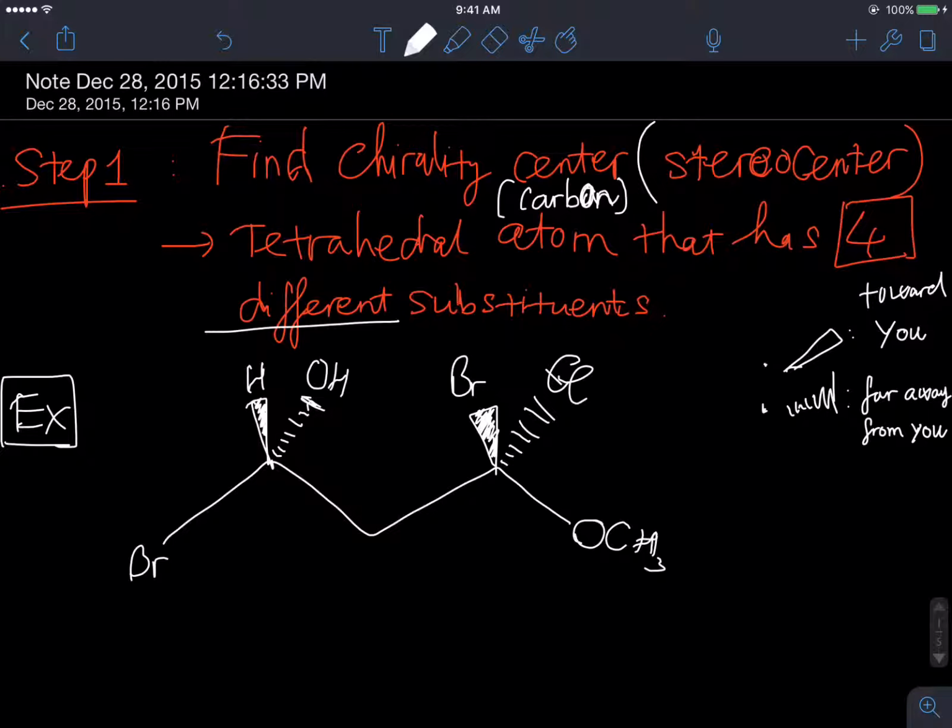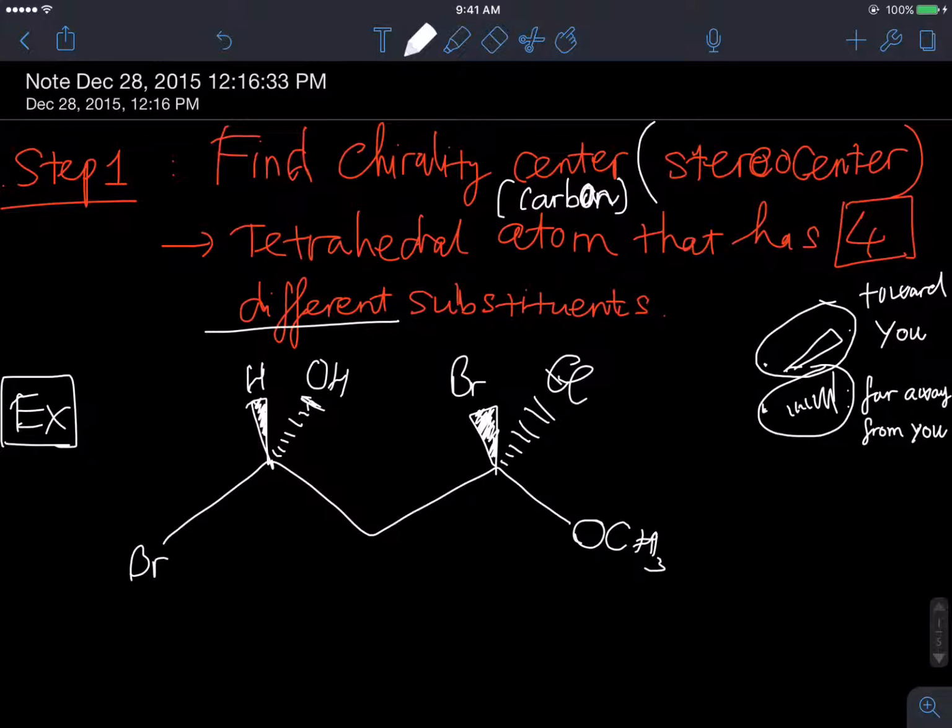And what's the stereo center? A stereo center is a tetrahedral atom, usually carbon, that has four different substituents. It's important: four different substituents. For example, right here I have a molecule with a dash and a wedge. The dash means far away from you, and the wedge means toward you.